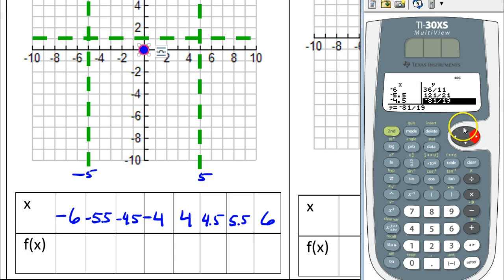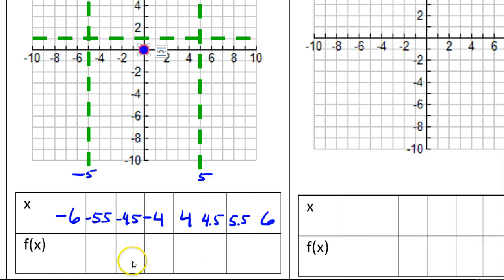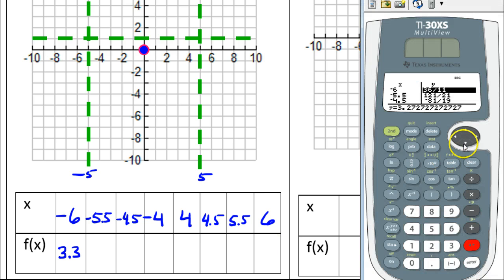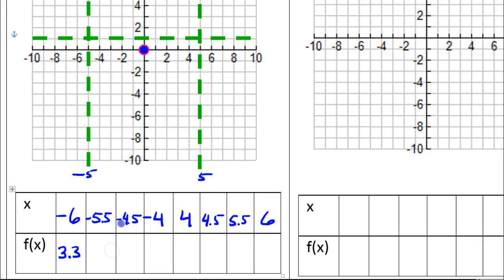Alright, these are some pretty weird decimals, so weird fractions. So I really need the decimals for my chart here, so I'm going to toggle each one. So if I hit the toggle, I see that it's 3.3, rounding up. Alright, if I look at the next one, toggle it, that is positive 5.8, rounding up. I'm going to just keep doing that, and I will get all the y values. Alright, so these are the values that you get.